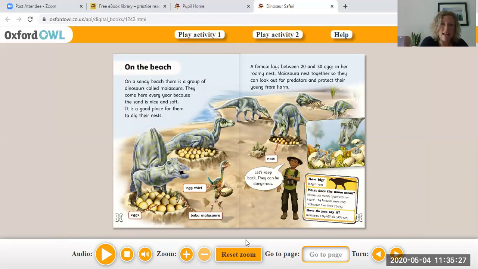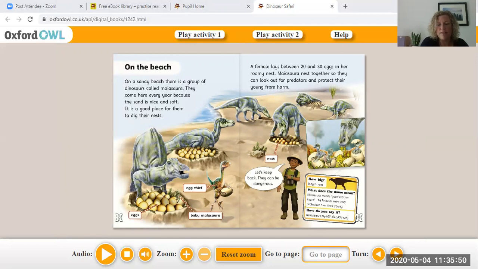So we've got eggs here and an egg thief and baby Maiasaura. It says, let's keep back. They can be dangerous. A female lays between 20 and 30 eggs in her roomy nest. Maiasaura nest together so they can look out for predators and protect their young from harm.